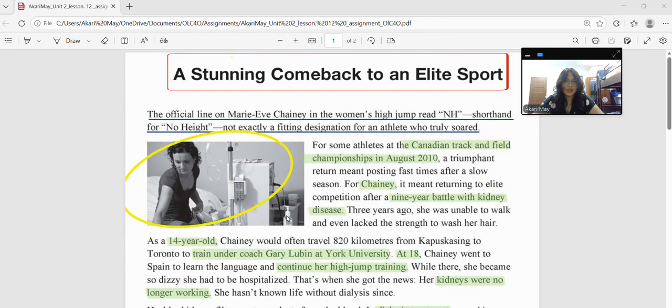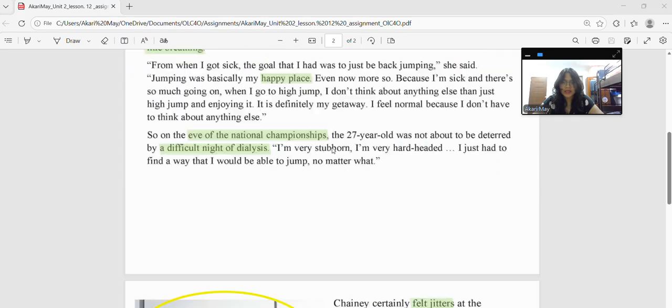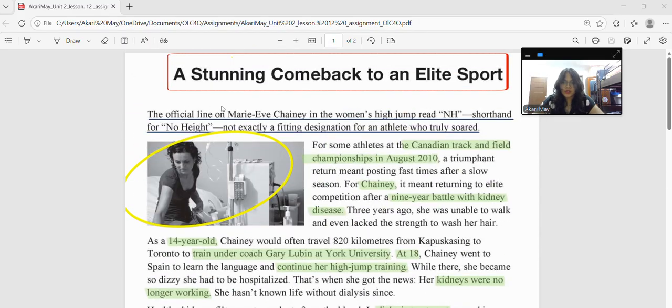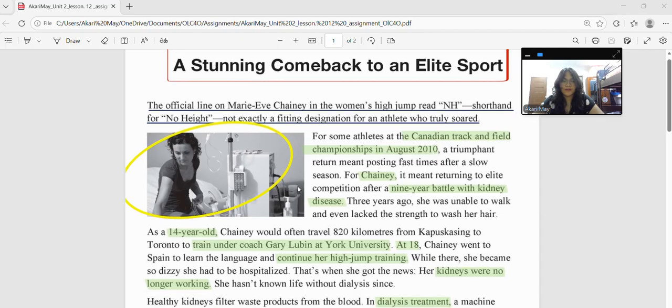So another strategy is to look at the first sentence and the last sentence. So the first sentence said the official line on Mary Eve Cheney in the women's high jump read NH, shorthand for no height, not exactly a fitting designation for an athlete who truly soared. And so that shows that she has failed the competition, and maybe she is satisfied with her chance to join again after all these life obstacles.